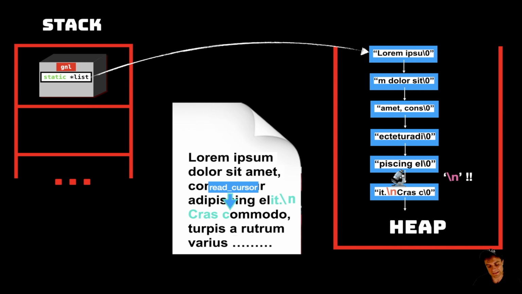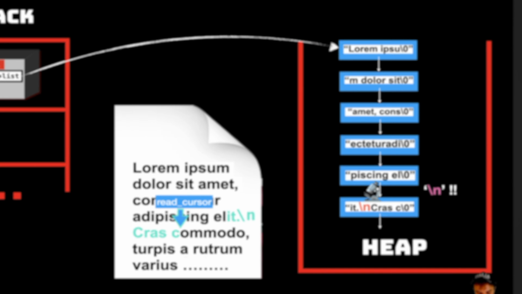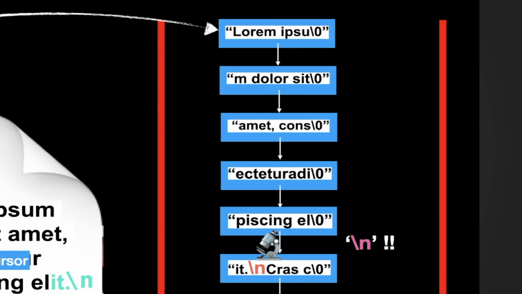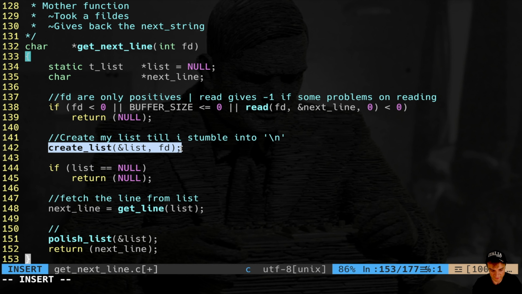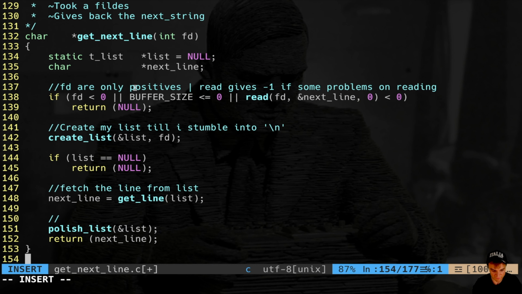I have this linked list in the heap, and now I want to fetch the line, right? I want to fetch all the chars till \n. What am I gonna do now? So I have my list created inside my get next line function. I check if the list is empty. This means that there is nothing, so I can just return null, no next line. The next important function is this one. Next line, get line. I want to get the line that is stocked inside the linked list in the heap.